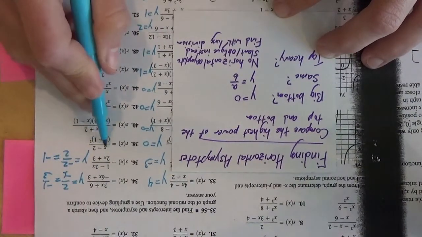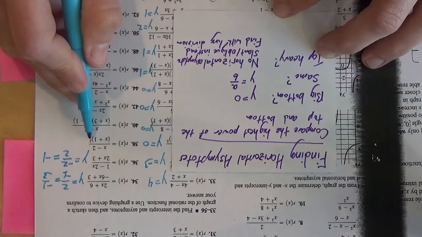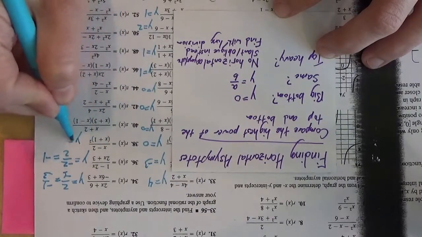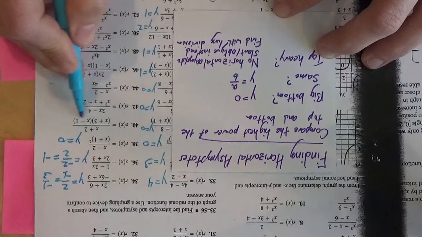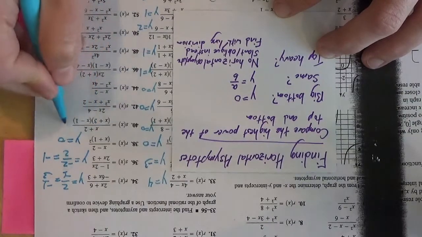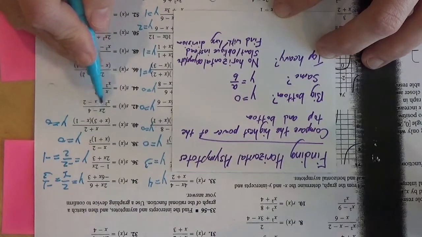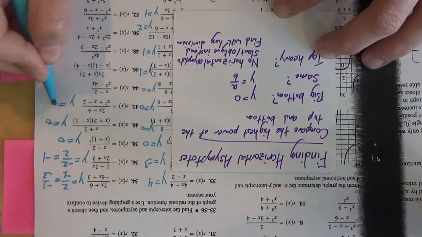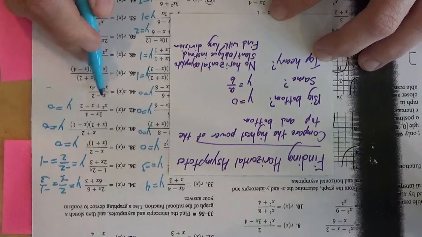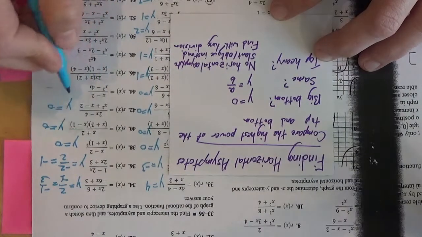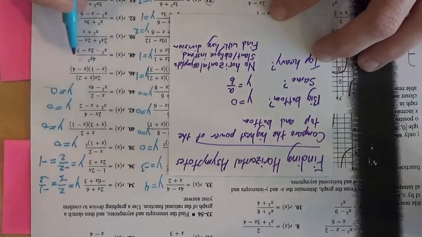X is squared on the bottom, just an x to the first on the top, big bottom, so y is 0. X squared on the bottom, x to the first on the top, big bottom, y is 0. Same again for the next ones.